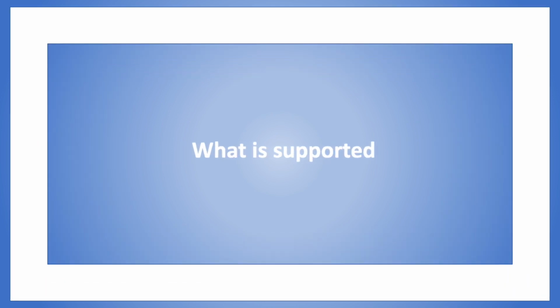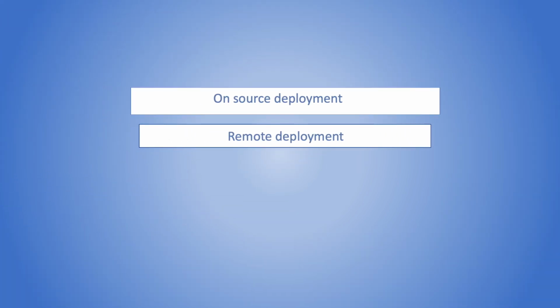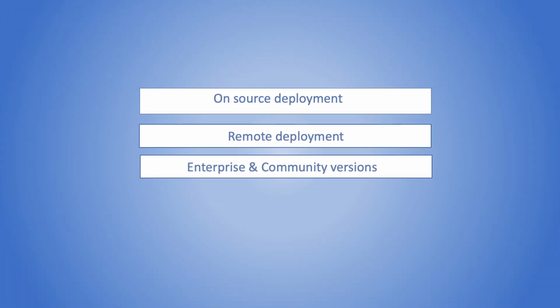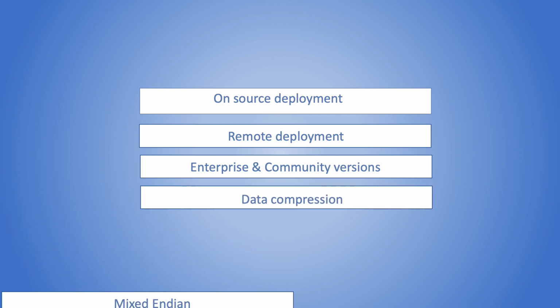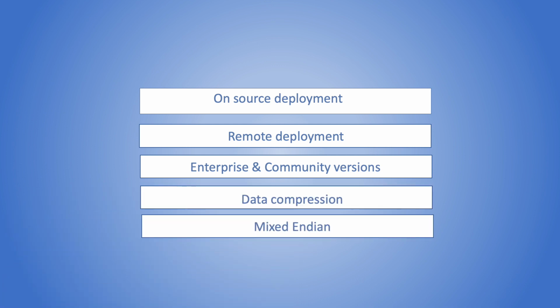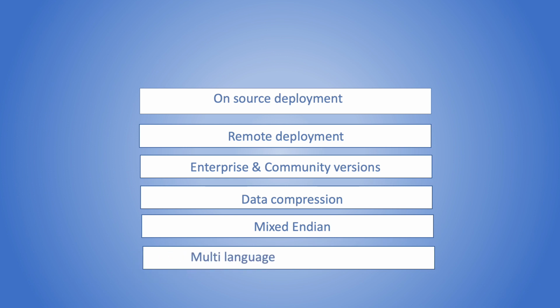Let's look at some of the key features that are supported. We can have the CDC engine on the same machine as the database, or we can have CDC running on a different machine from the database, and replication will work in both cases. For a remote setup, the HBA_CONF parameter of Postgres must be configured appropriately. The engine supports both enterprise and community versions of the database.